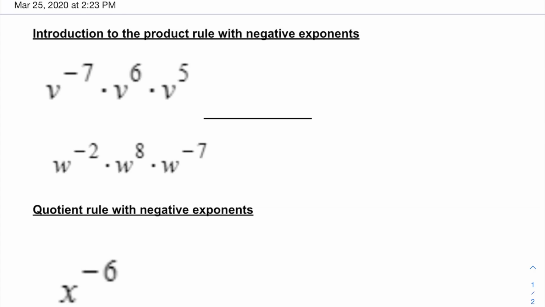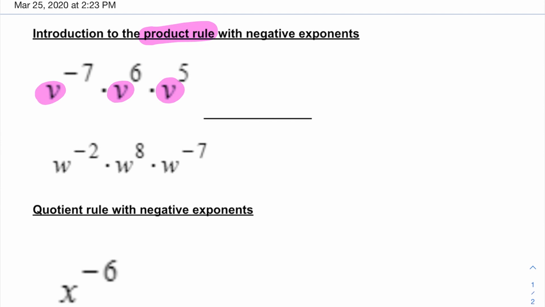Okay, for this video, we're going to look a little bit more into negative exponents. For this first one, negative exponents when we have the product rule, the first thing we've got to talk about is what the product rule is. The product rule says if you have common bases and everything's being multiplied, you can add your exponents.